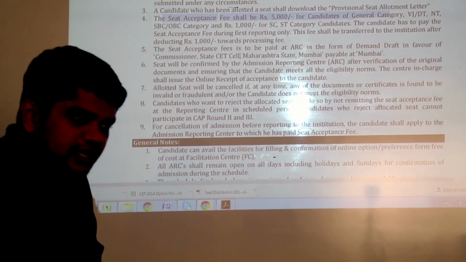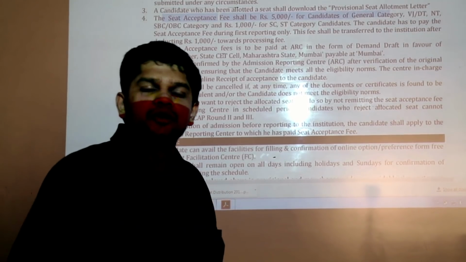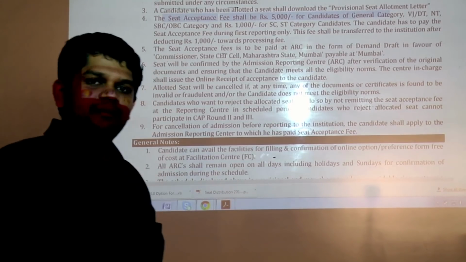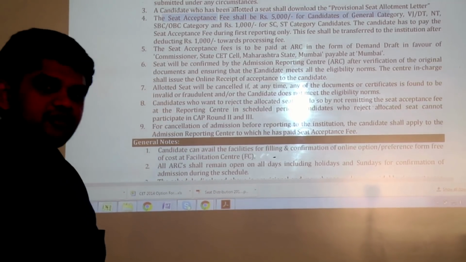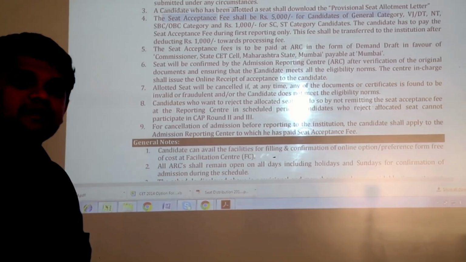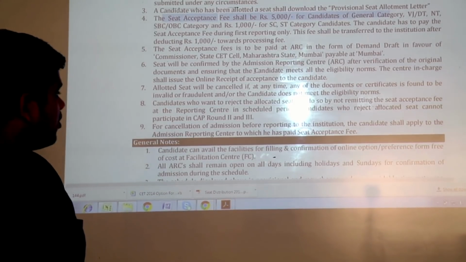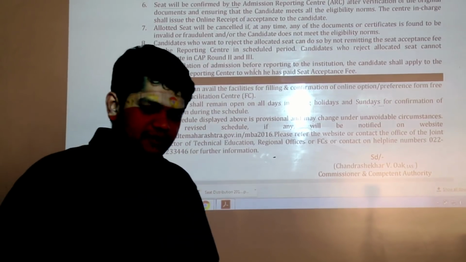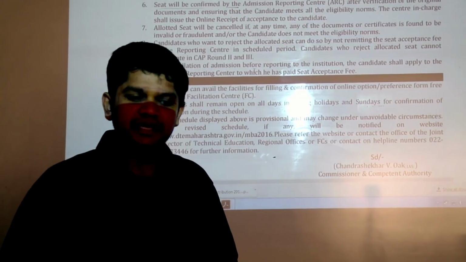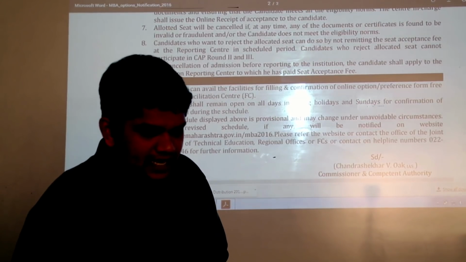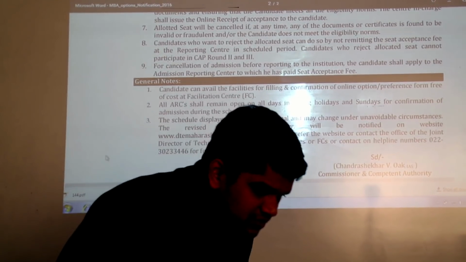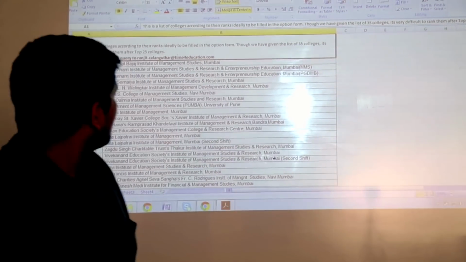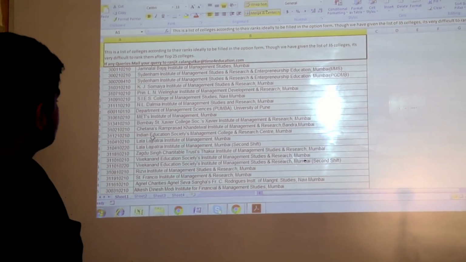If you do not report to the ARCs after being allotted a seat, you will be out of the cap round. So please do report. Even if you are not happy with the college, please take it up. Okay, so that was about your cap rounds. Nothing much. It's a very simplified procedure this year. Just the terms are confusing. Now, when exactly you go for filling up the forms, what order are you supposed to take it up in? We have put up an order here of colleges.